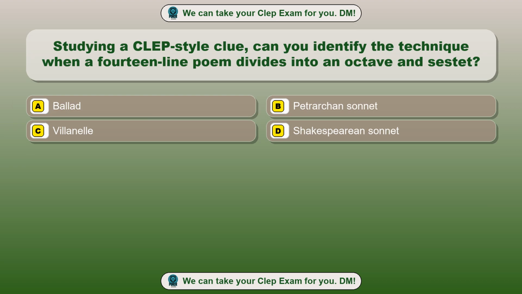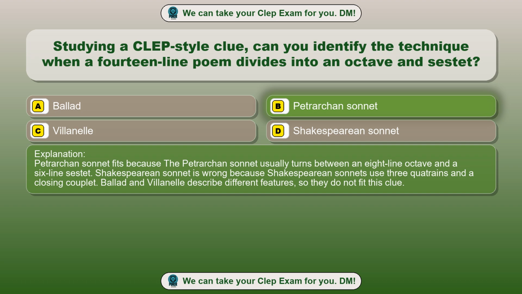Question 68. Studying a CLEP-style clue, can you identify the technique when a 14-line poem divides into an octave and sestet? Option A, ballad. Option B, Petrarchan sonnet. Option C, villanelle. Option D, Shakespearean sonnet. The correct answer is option B, Petrarchan sonnet. Petrarchan sonnet fits because the Petrarchan sonnet usually turns between an 8-line octave and a 6-line sestet.